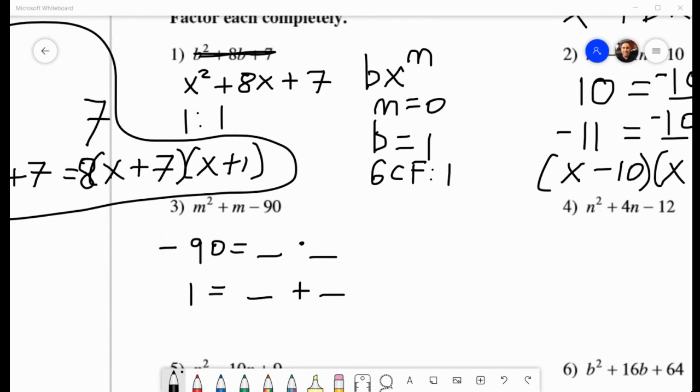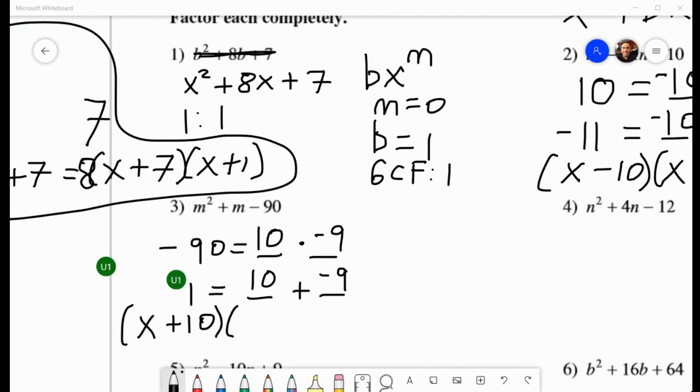What two numbers are going to pull that off, though? Anyone? 10 and negative 9. Very good. We have 10, negative 9. So because of that, our answer is x plus 10 times x minus 9.